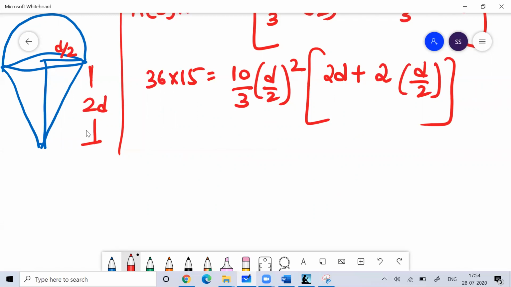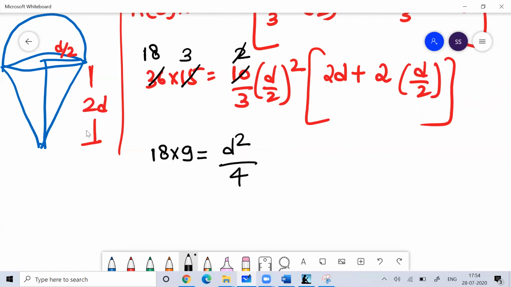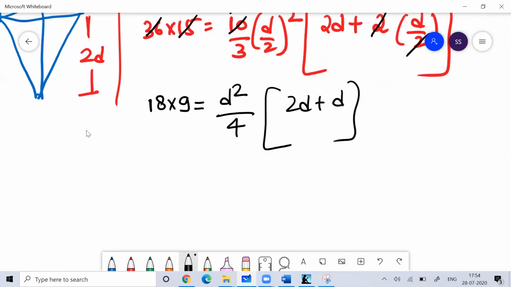So now what I can do, I can write this as 3, this as 2. Then I can write this as 18, and then this 3 I can bring to this side. So this is 18 into 9, this is d square by 4, this is 2d plus d. 2 gets cancelled. I can write this as 18 into 9 into 4, 2d square into 3d.